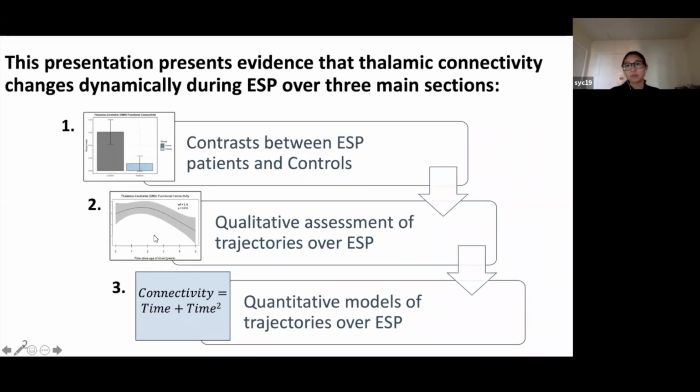So this presentation will present evidence that thalamic connectivity changes dynamically during the early stage of psychosis and will cover three main sections. The first looks at contrast between patients and controls. The second looks at a qualitative assessment of trajectories over this period. And the third looks at quantitative models of the trajectories.